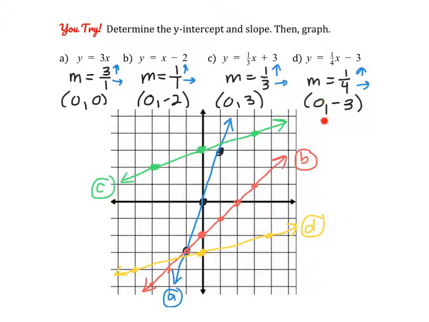And for part D, our y-intercept is at (0, -3), and our slope is 1/4. So up 1, right 4.